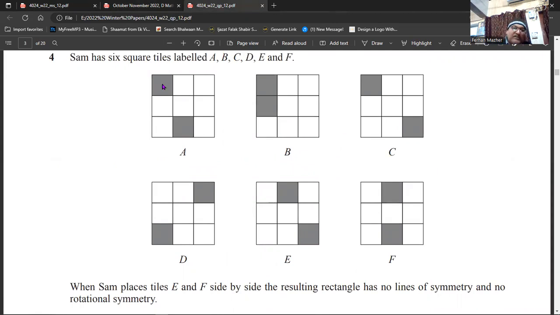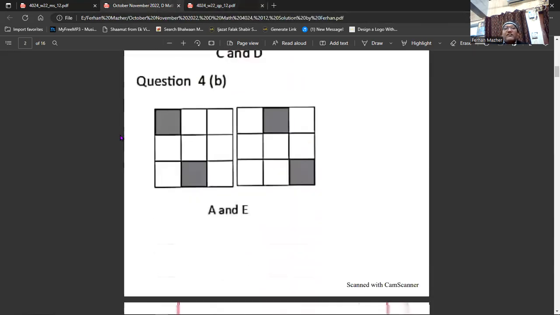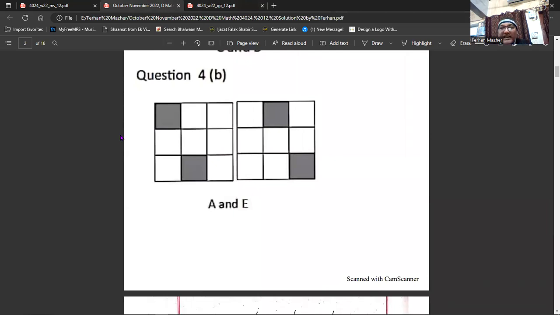So for example, if I join A and E, that will work. You can see that I have joined A and E, and when you take this whole figure, mark its lines, and then rotate it 360 degrees, in that 360 degrees it will fit on itself 2 times in a complete circle. So its order of rotation symmetry will be 2.